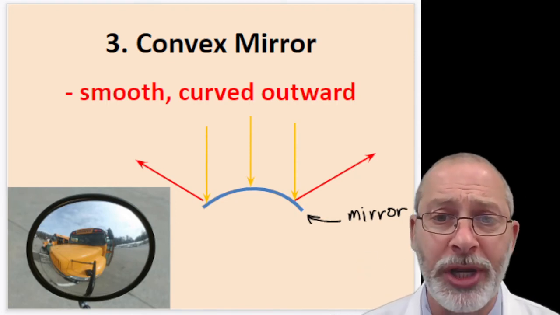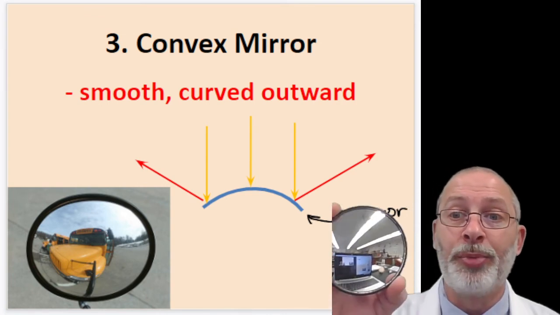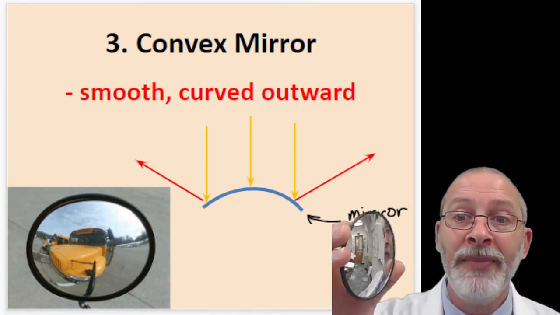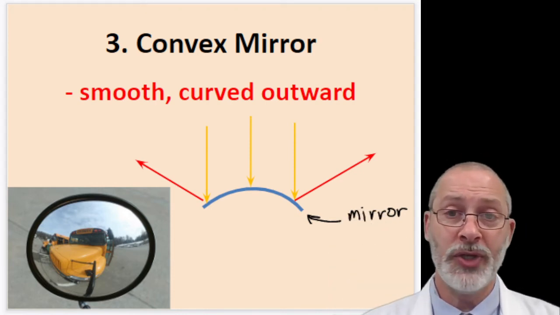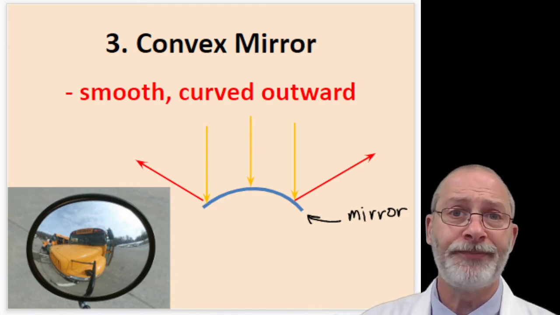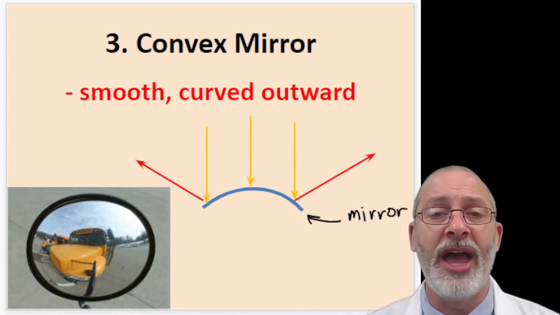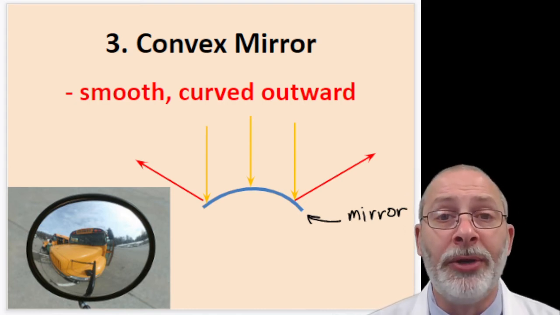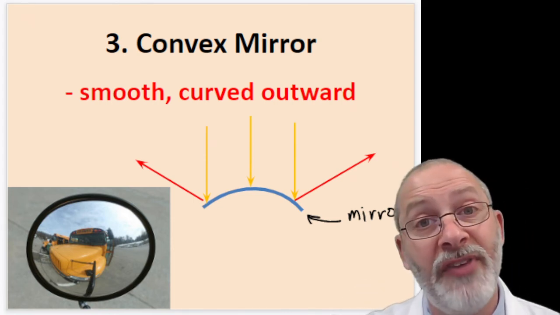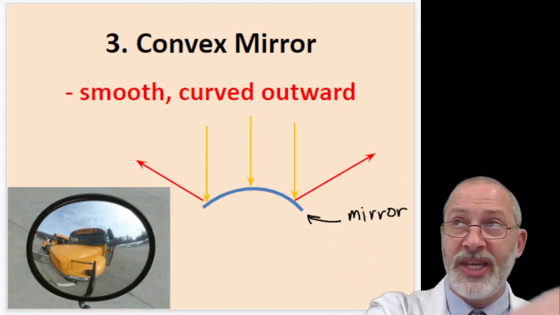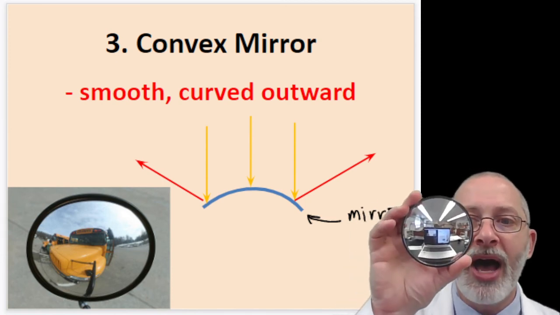If you look at this picture here, you can see a great example of a convex mirror that you probably see every day on your school bus. You may also see examples of convex mirrors in stores. Small stores like pharmacies, for instance, are famous for having convex mirrors. Why? Because the view as seen through a convex mirror enables you to see a wide area, not just a small point, but a wide area.